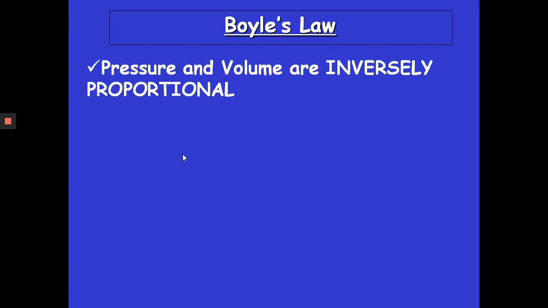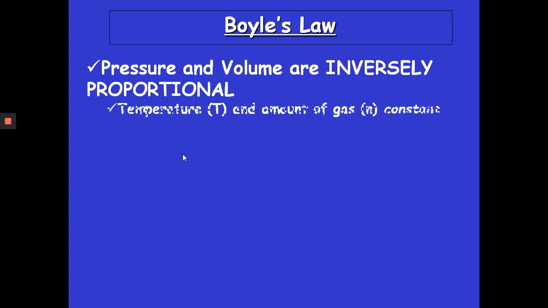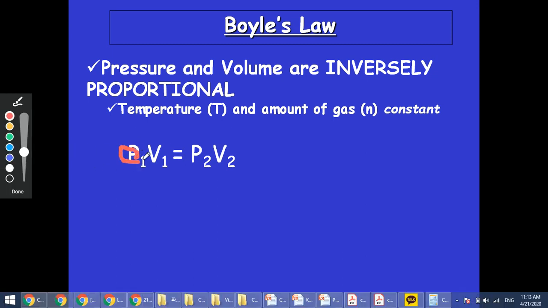According to Boyle's law, the pressure and volume are inversely proportional. Inversely proportional means that as one increases, the other decreases. Here's one important assumption. In order for Boyle's law to work, the temperature and amount of gas must remain constant. Mathematically, we're going to put this as P1 V1 is equal to P2 V2. P stands for the pressure and the V stands for the volume, obviously.